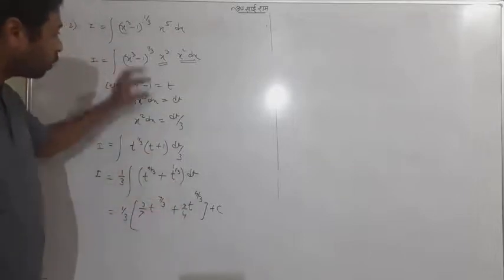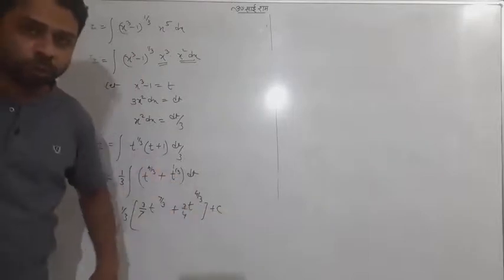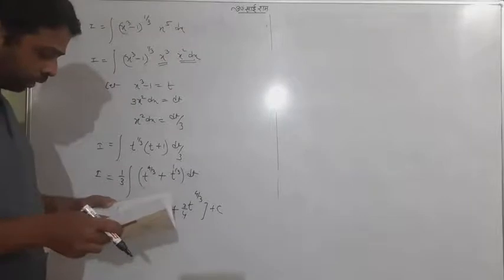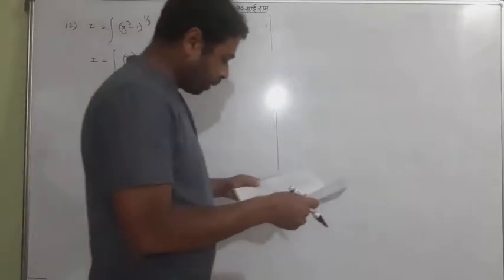and put t is equal to x cube minus 1 wherever t is there, and that will be the answer. So this is a simple question. It was really simple. Now let me take some questions from the book.